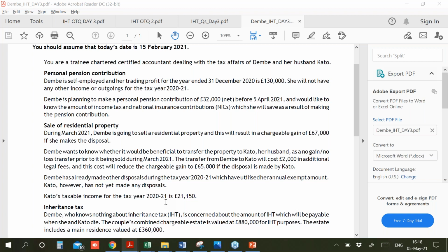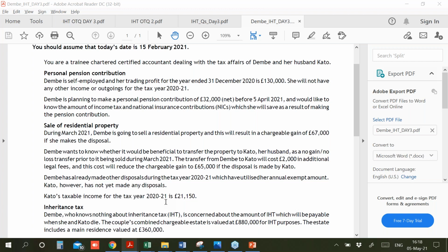Okay, so she's a high rate taxpayer. If she makes 40,000 gross into her personal pension contribution, most of her income that is previously getting taxed at a high rate will now be taxed at basic rate. She will not have any other income or outgoings for the tax year 2021. But standing at 130, I want to give you a hint.